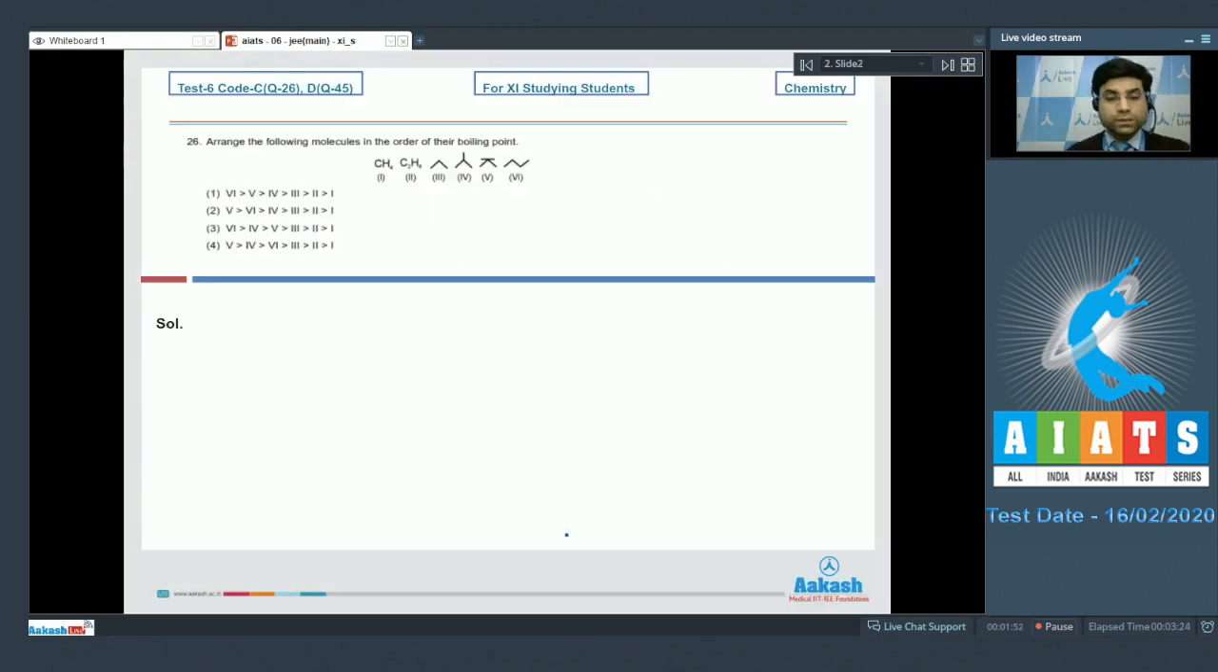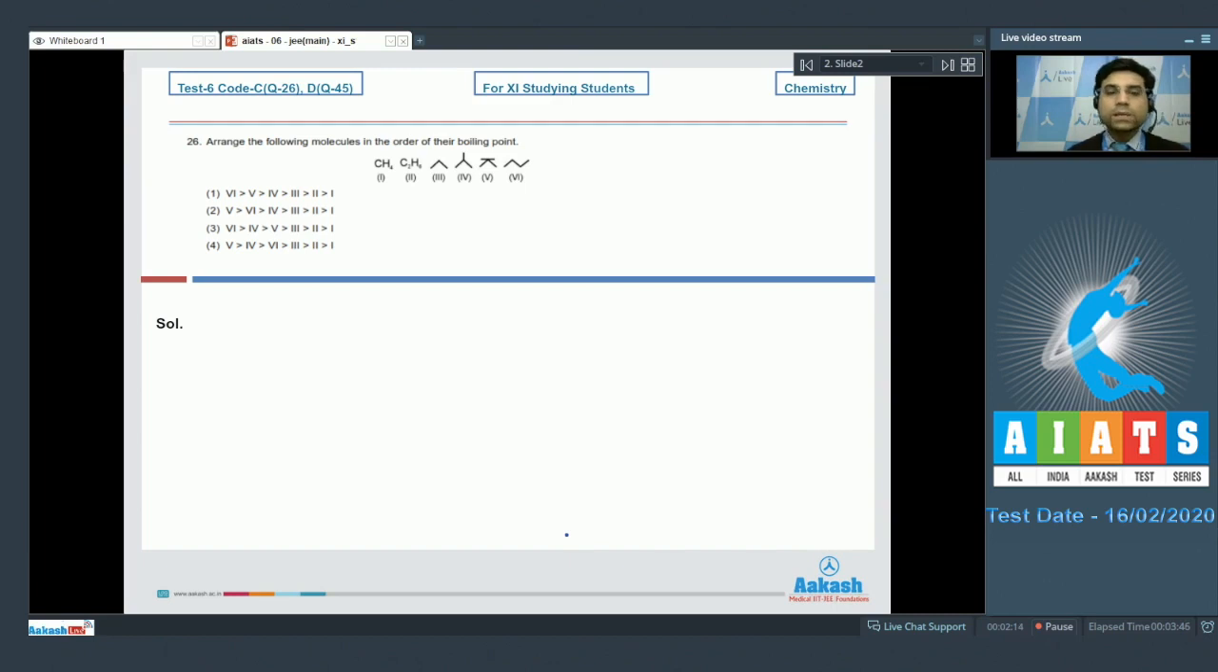This is the first question we have, which says arrange the following molecules in order of their boiling point. If we talk about alkanes, these are all alkanes. In alkanes, with increase in number of carbon atoms, the boiling point increases. If we have more branching, then the boiling point will be less.